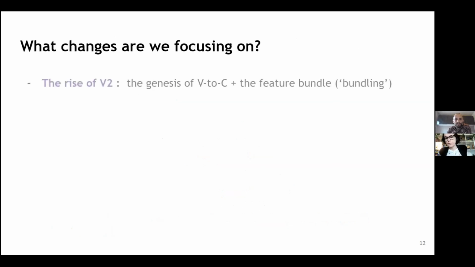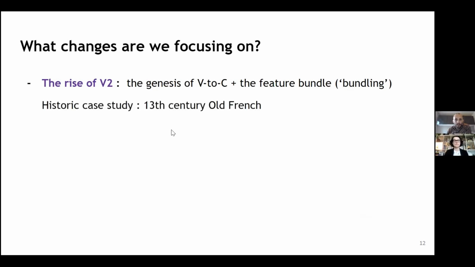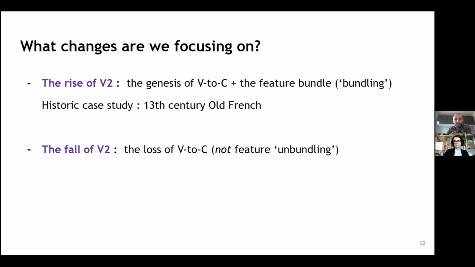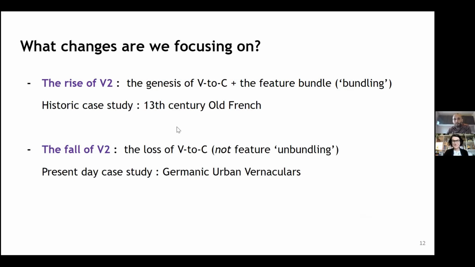So what are the kind of changes we are focused on? Specifically, the rise of V2, the genesis of V2C and the feature bundle, where we will present 13th century Old French as a brief case study. And then secondly, the fall of V2, which we will argue is not due to unbundling, but rather due to the loss of V2C. And we will have a look again briefly at Germanic urban vernaculars. And now I will pass the word to Ailís, who will talk a bit about our linking theory.